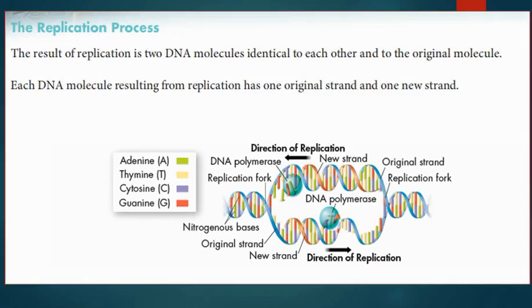The result of replication is two DNA molecules identical to each other and to the original molecule. Each DNA molecule resulting from replication has one original strand and one new strand.